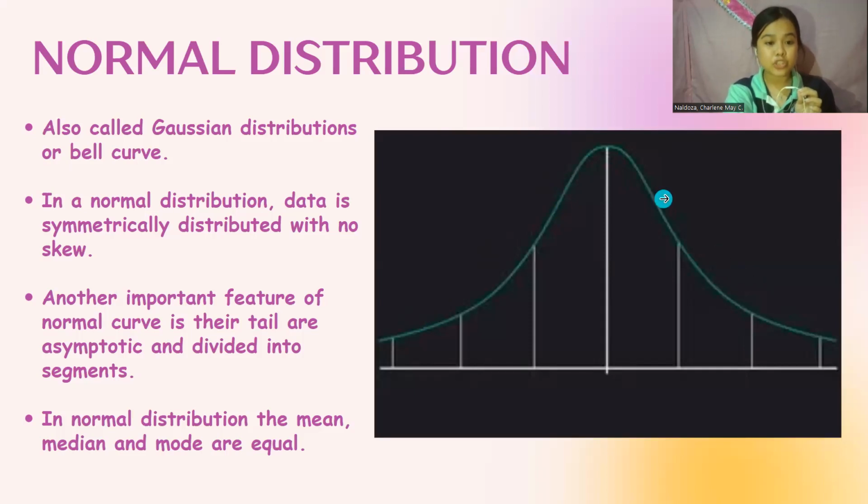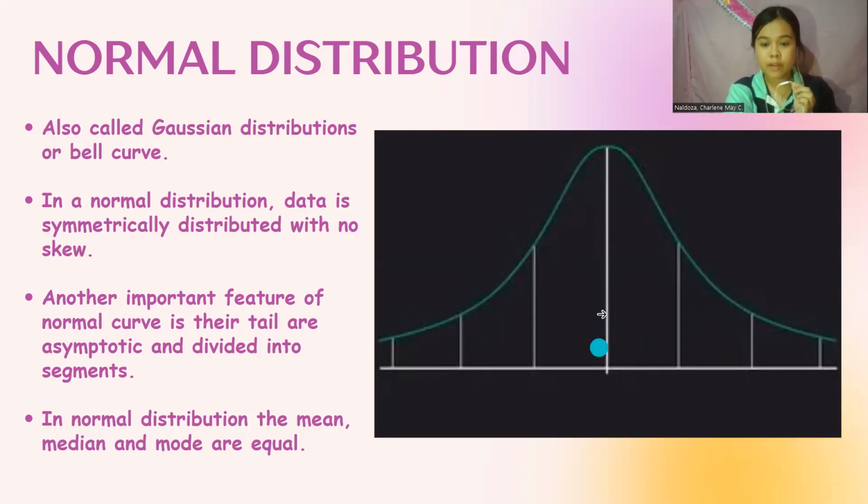Another important feature of a normal curve is their tails are asymptotic and divided into segments. Asymptotic means this curve is approaching closer and closer to this horizontal line, but they are not going to touch it, because there are values, and so on and so forth here. And it is divided into segments.